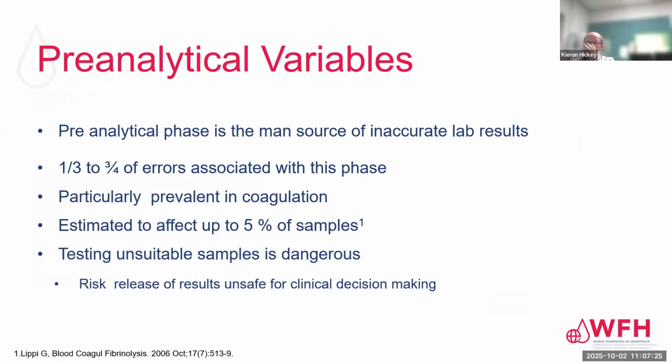So the preanalytical phase is the main source of inaccurate lab results. It's estimated that between 1/3 and 3/4 of errors are associated with this phase. And it's particularly prevalent in coagulation because we're dealing with enzymatic reactions, particularly sensitive to preanalytical conditions. And it's estimated to affect up to 5% of laboratory samples. And the real risk we have is that testing unsuitable samples is dangerous because you risk the release of results which are unsafe for clinical decision making.